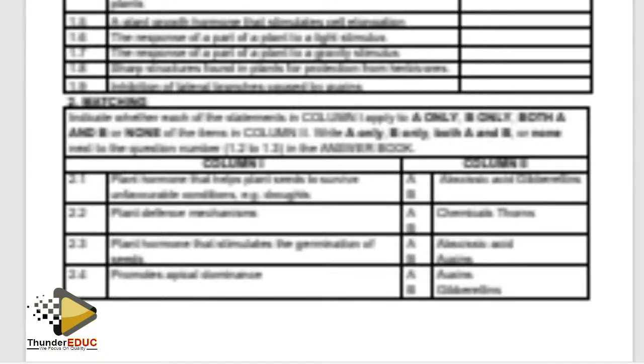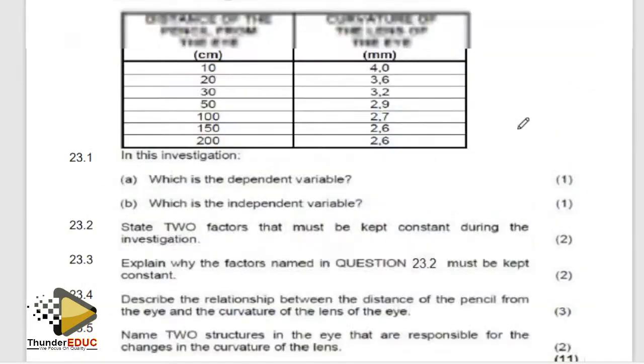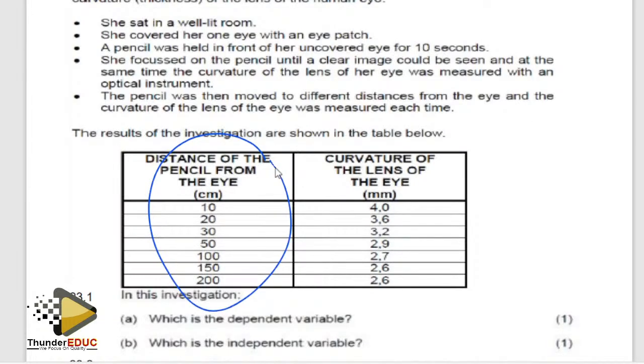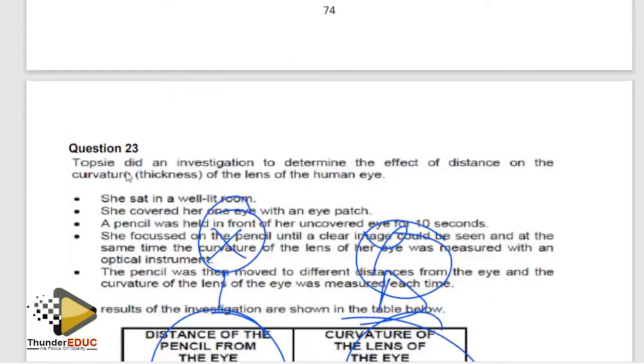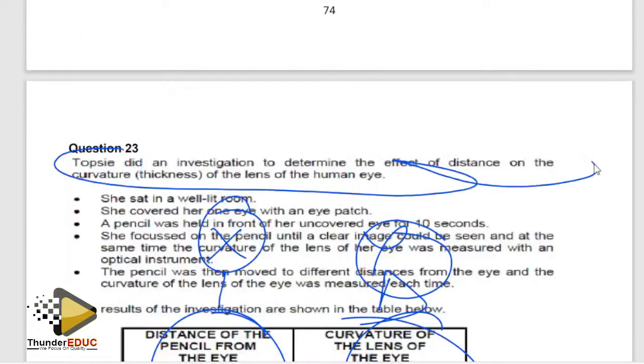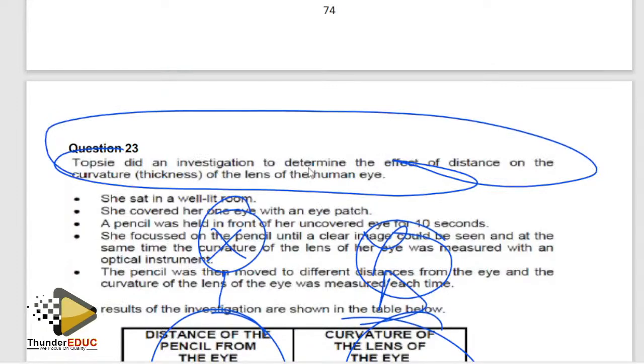And then I said that graphs, guys, investigation in most cases when they bring it like this, this is independent, this is dependent. I, D, X, Y. This goes to the x-axis, this goes to the y-axis. In most cases, when you read the first statement, you will see which one is which. Determine the effect of distance on curvature, meaning that the distance will determine how big the curvature of the lens is going to be.